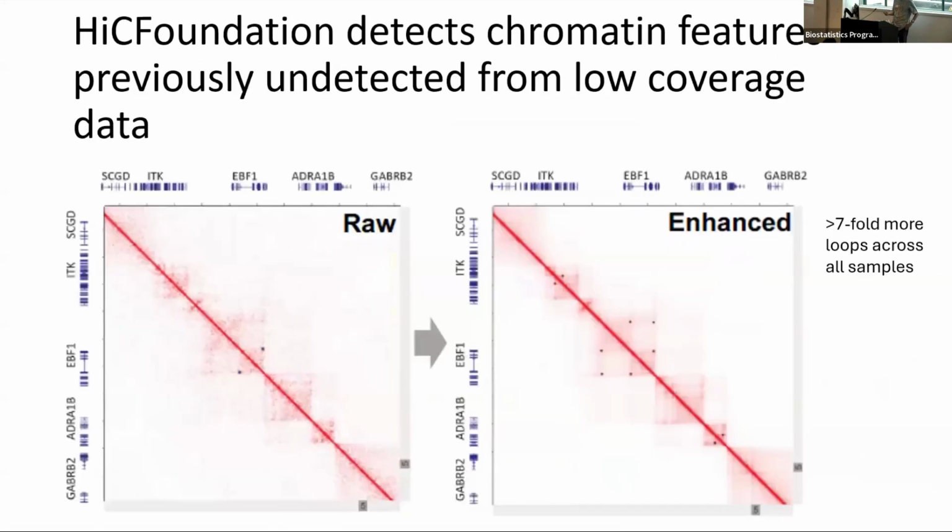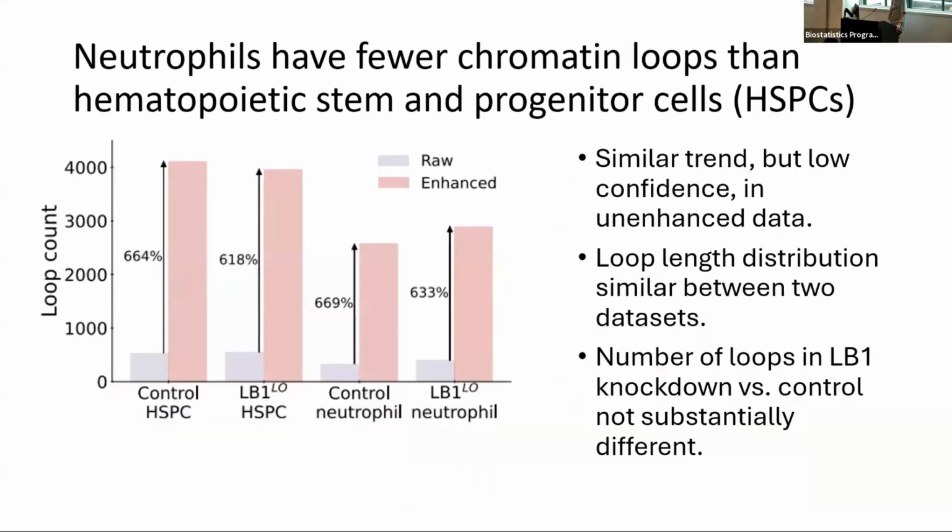And so here's what happened when we went back and revisited the data. The raw data is on the left and the enhanced data is on the right. Many more loop calls. Of course, you don't know for sure that these loops are valid, but they're hypotheses that you can use to then investigate further. So we did a series of things in the paper where we looked at, for example, one of the claims in the original published paper, that neutrophils have fewer chromatin loops than the progenitor cells. They couldn't get statistical significance for that, but we get a much stronger signal when we look at it from the enhanced data. So that seems like at least additional evidence that maybe there's some validity to that claim.